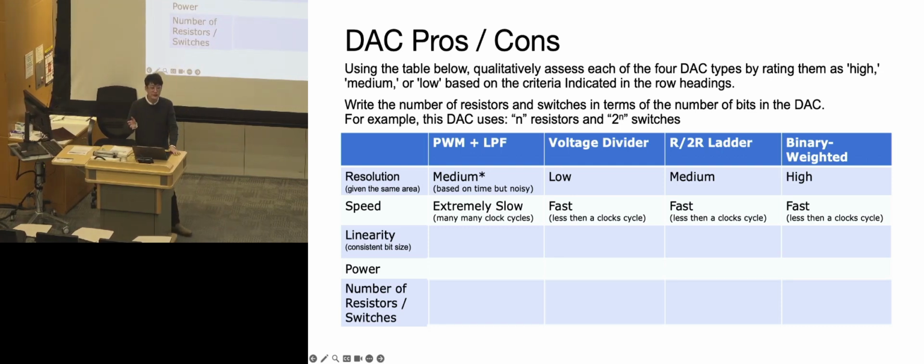Usually they're able to just close or pull up the switches and then check the output value. So essentially one clock cycle or less. Any questions on this? Okay, how about linearity?